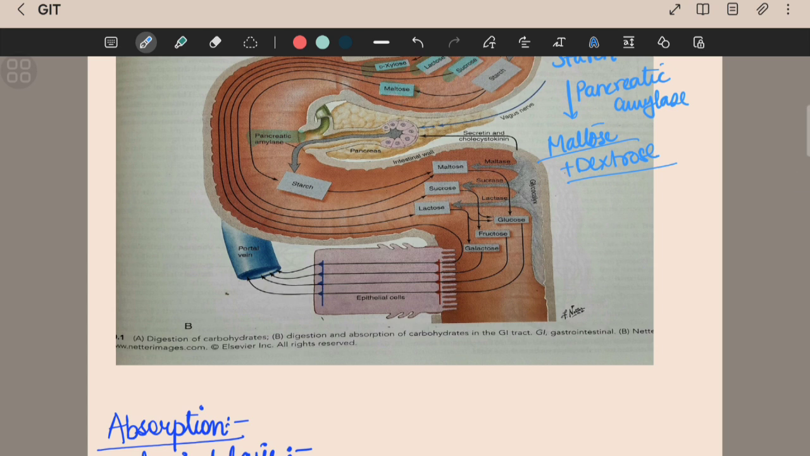Okay, and after that the simpler particles will be absorbed from this brush bordered epithelium. This is the brush bordered epithelium consisting of villi. So from here the absorption will happen.